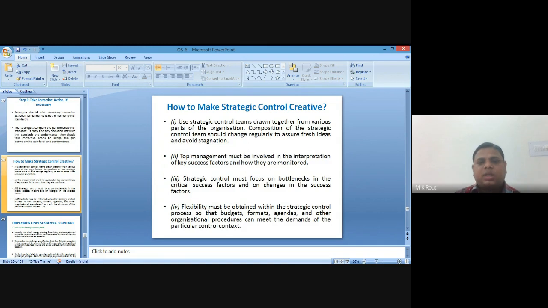The next, and the last one, is how to make strategy control creative. Point number 1: use a strategy control team drawn together from various parts of the organization. The composition of the strategy control team should be changed regularly to assure fresh ideas and avoid stagnation. The next point: top management must be involved in the interpretation of key success factors and how they are monitored. Point number 3: strategy control must focus on bottlenecks in the critical success factors or change in the success factors.